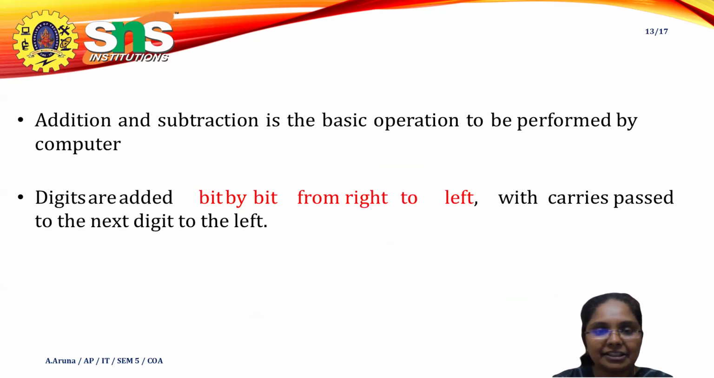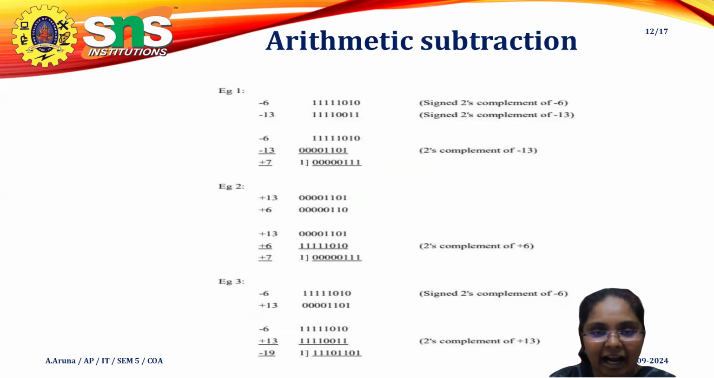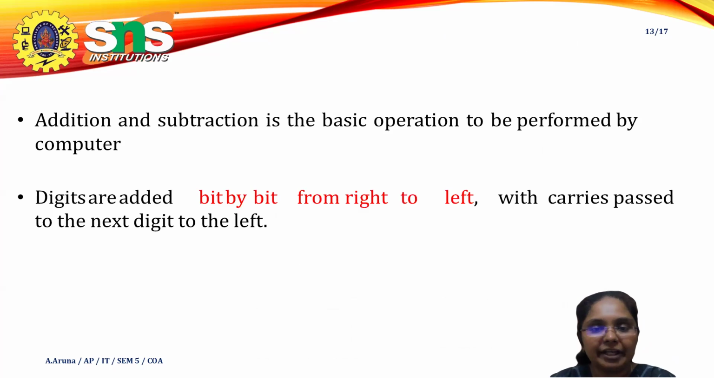Let us see the subtraction operation example. Here I have to give minus 6 and minus 13. For the number, I am going to take the 2's complement. After the 2's complement, I have to do the operation. Then I have to complement this value, and I get plus 7. So this is how it can be worked out. Seeing that both are positive, I don't have to do anything else. So this is how the subtraction algorithm works.